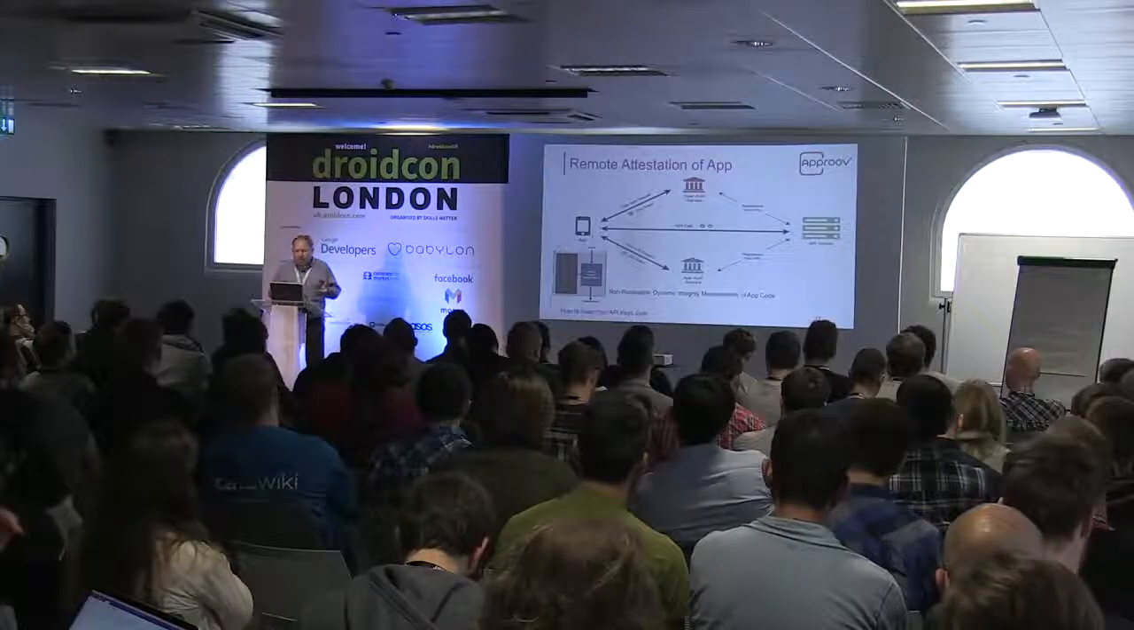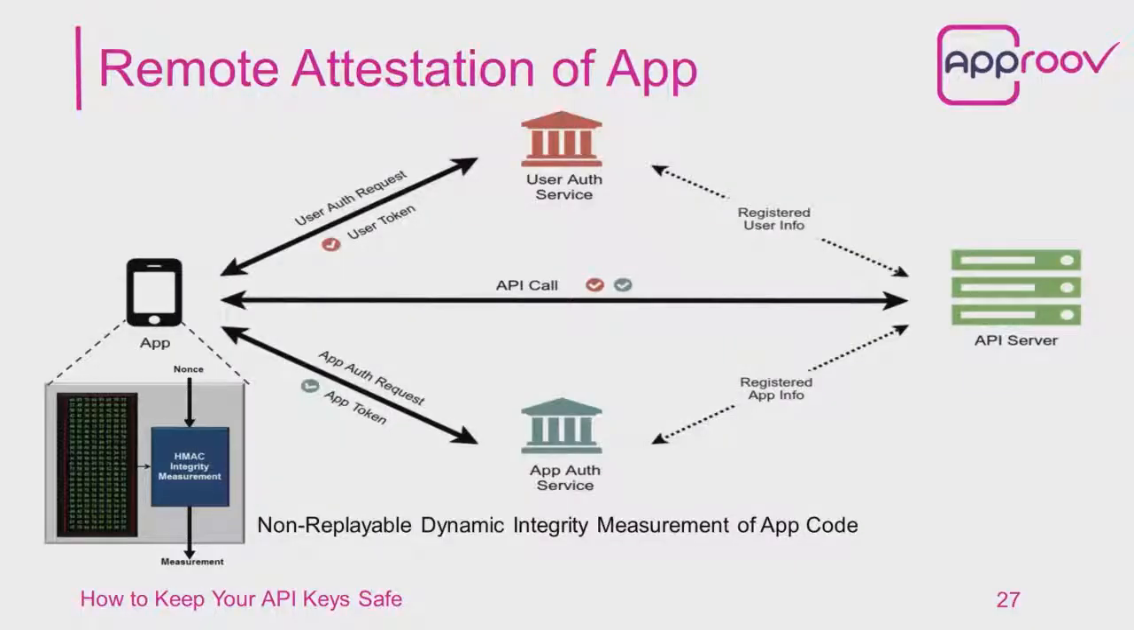There are other techniques as well. So this is something that we as a company work on. This is what Approved does. There are some other things in this area, inspired by trusted platform modules, and what these do basically is to analyze the entirety of the app rather than rely on secrets. So in this particular scheme, you have user authorization, and you also have an app authorization service as well as a user authorization, and you basically need to have both in order to access the API.